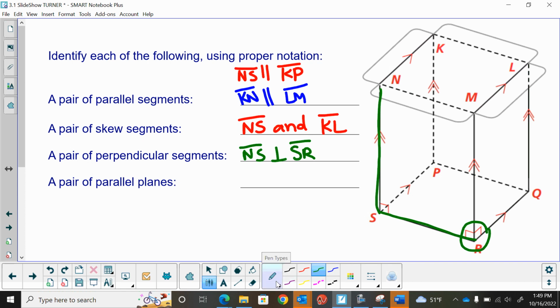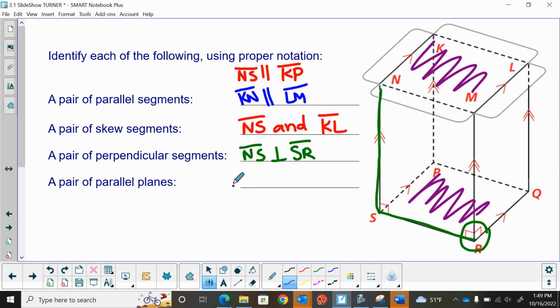And then the last one, a pair of parallel planes. So we're thinking about 2 planes now that are not intersecting. So if we want to again go with kind of the top and the bottom. To name the top, we could call that plane NKL. So pick any 3 points as long as they're not collinear. And the bottom we could say plane SPQ. So there's an example of parallel planes.